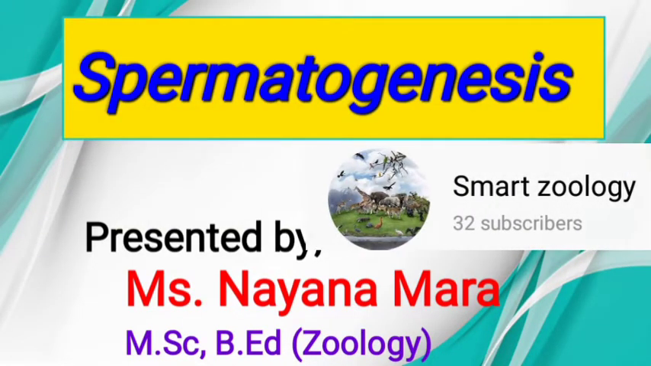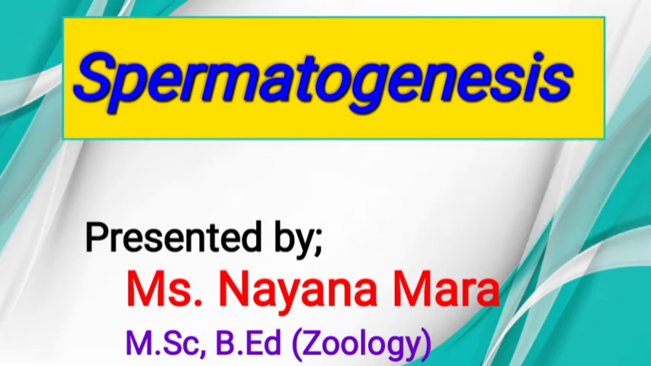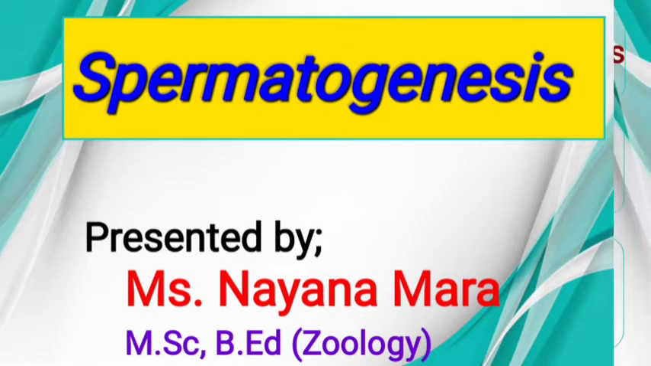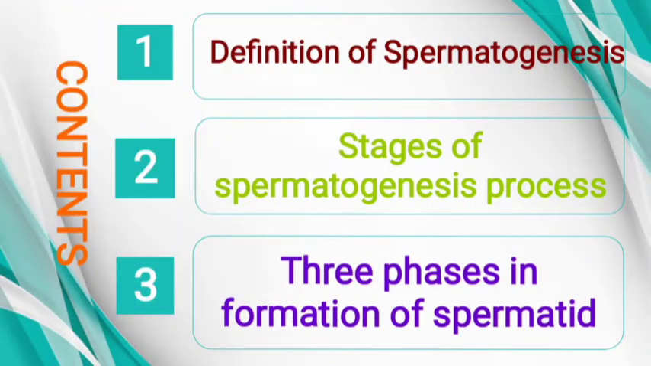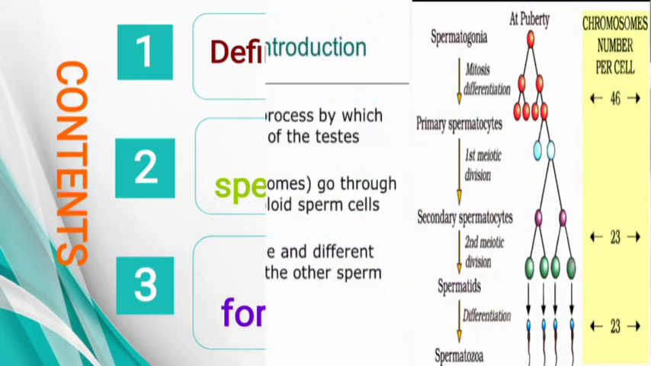Today we will discuss a new concept, spermatogenesis. We will start here with the contents. What we'll discuss: the definition of spermatogenesis, the stages of the spermatogenesis process, and three phases in the formation of spermatid. These three concepts I will cover. We will see them one by one.